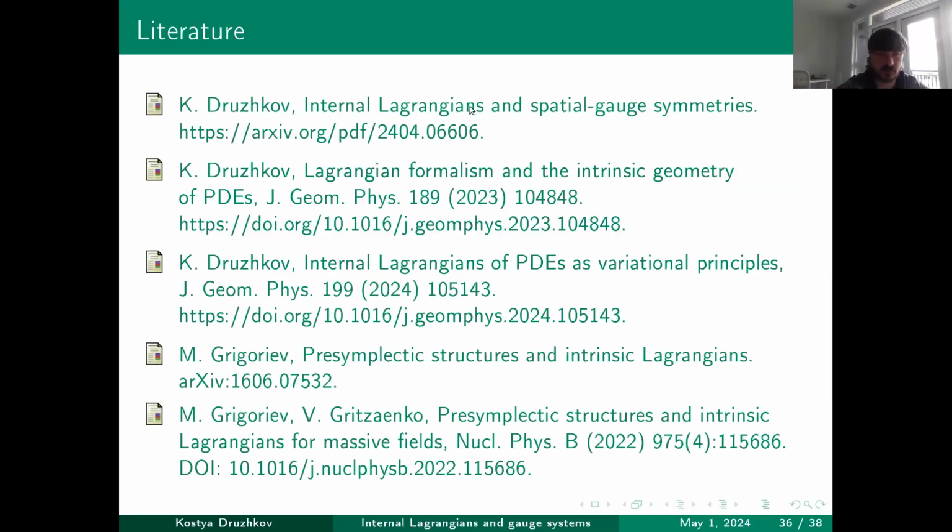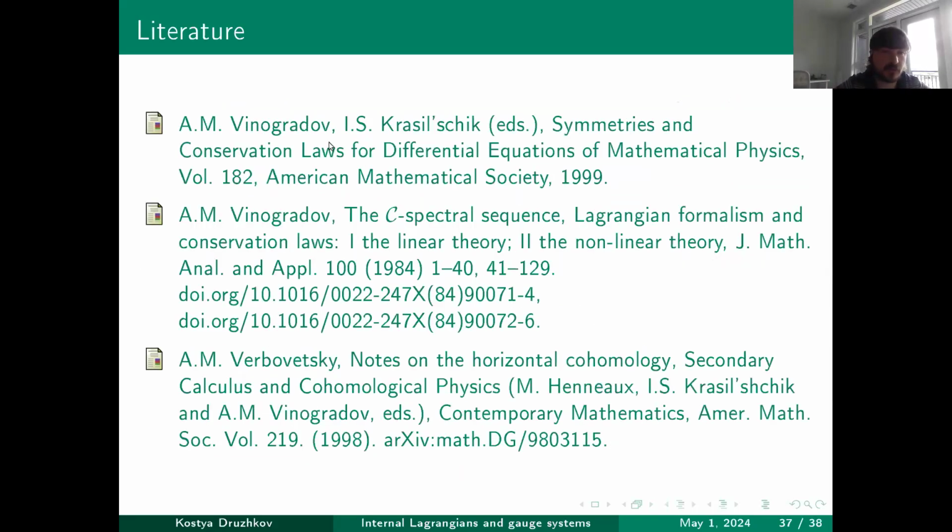Let me mention some literature. These three papers contain a more detailed version of this talk. These two papers, due to Maxim Grigoriev, contain another approach in terms of intrinsic Lagrangians. This is another approach to encode variational principles in terms of the intrinsic geometry. This book contains basic information about the geometry of differential equations. The paper by Vinogradov contains the definition of the C-spectral sequence and its description. And this paper by Alexander Moiseyevich Verbovetsky contains the corollary from the Koszul lemma theorem that is important for the discussion of this topic.